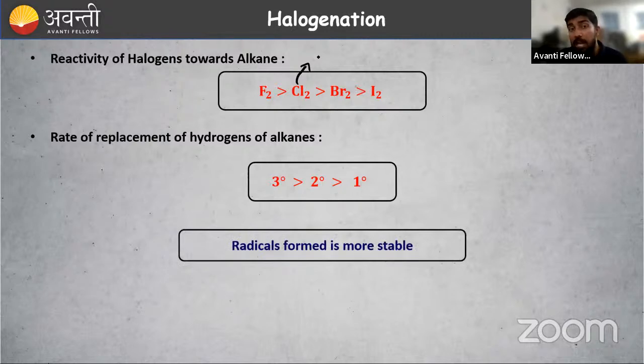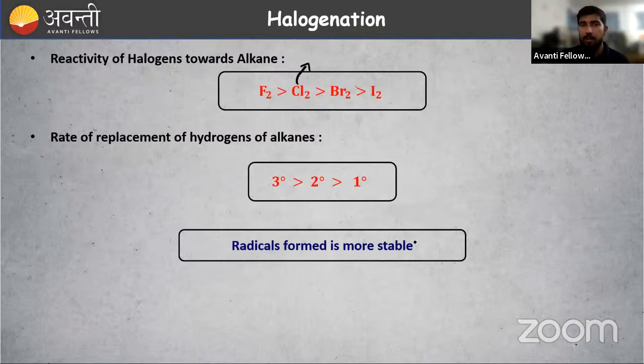If I have a tertiary alkane, it is more reactive towards halogenation. Why? So what is the intermediate formed here? A free radical is the intermediate formed. Based on the stability of the intermediate, we can say the rate of the reaction. If a stable intermediate is formed, then this reactant has a tendency to form the product. If the intermediate is not stable, then slowly this reaction will happen. Okay. So it depends upon the stability of the intermediate.